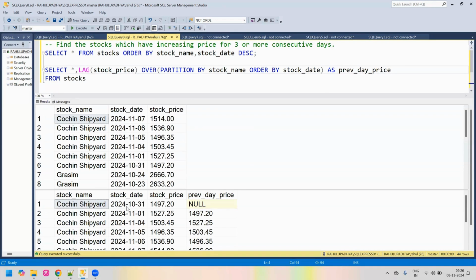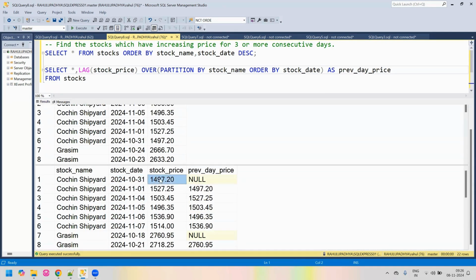As we can see, for every day, we have identified what the previous day price is. For example, for 1st of November, the previous day price was 1497 of 31st October. Similarly, for any particular day, whatever the previous day price is, that is shown here. This way we have identified the previous day price.